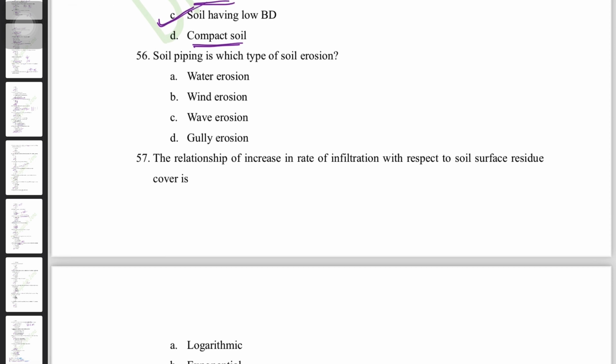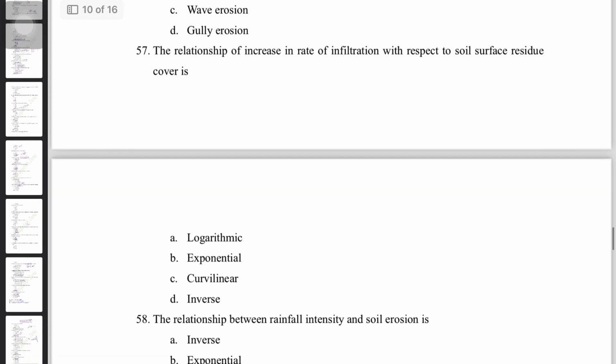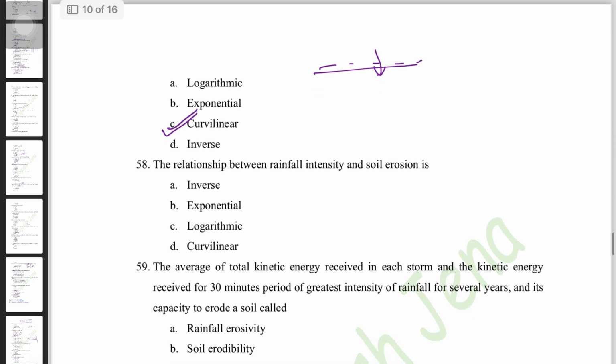Soil piping is which type of soil erosion? That is basically water erosion. Soil piping is a type of water erosion. Next question, the relationship of increase in rate of infiltration with respect to soil surface residue cover. Along with soil surface cover, how the infiltration is related, that is curvilinear.